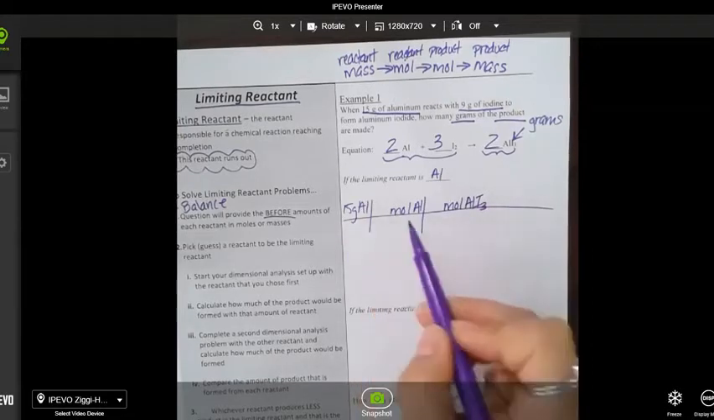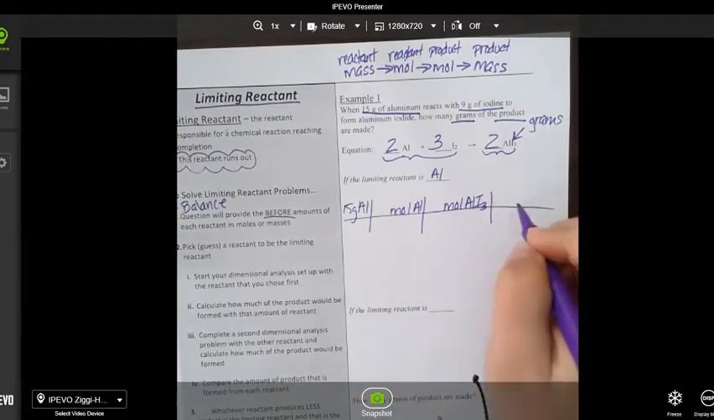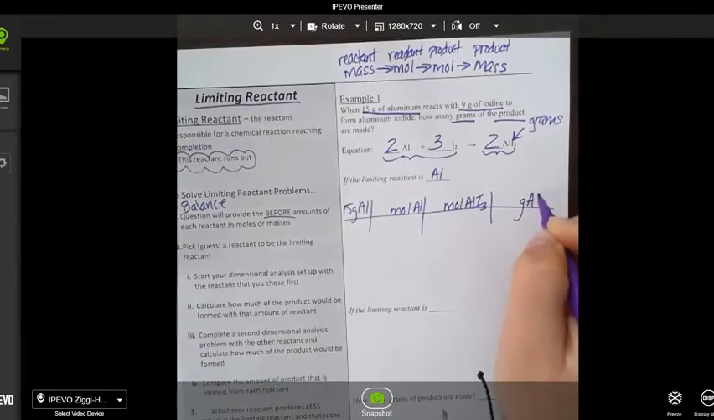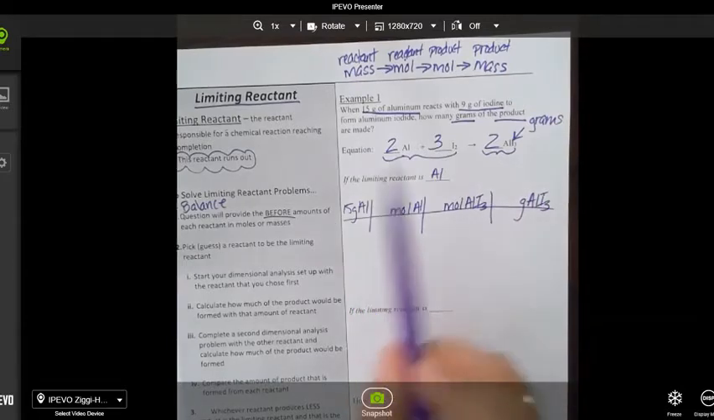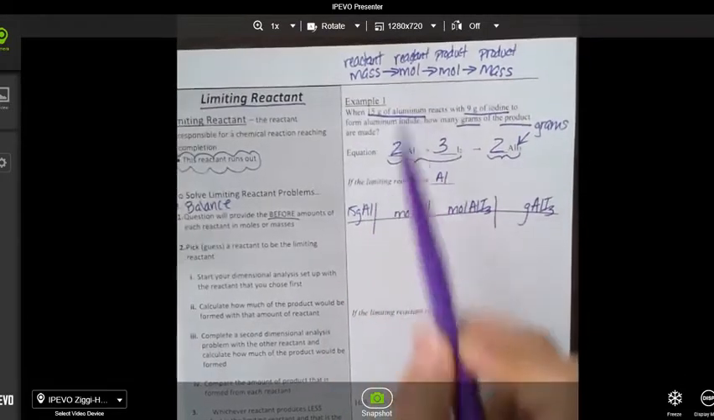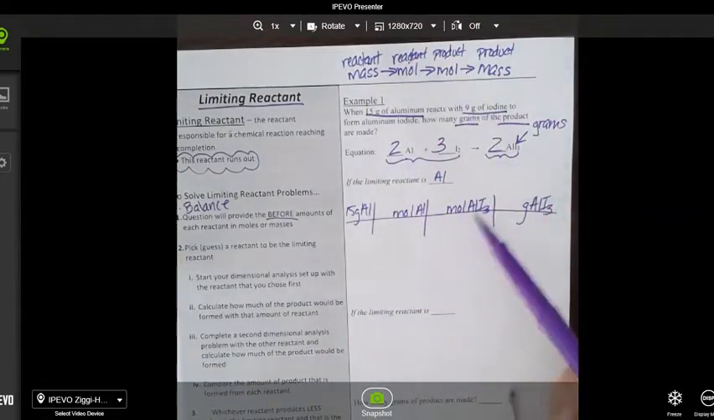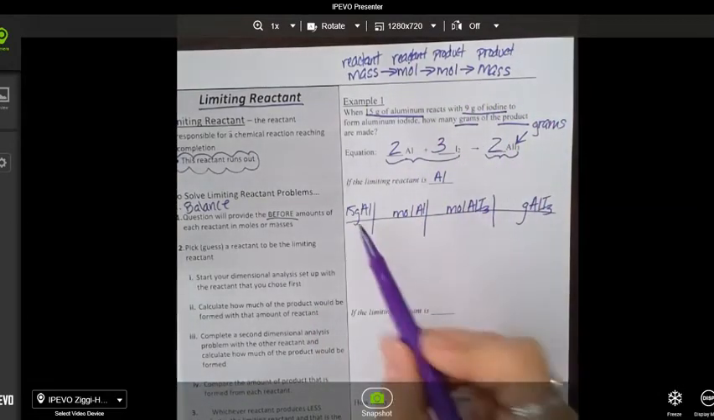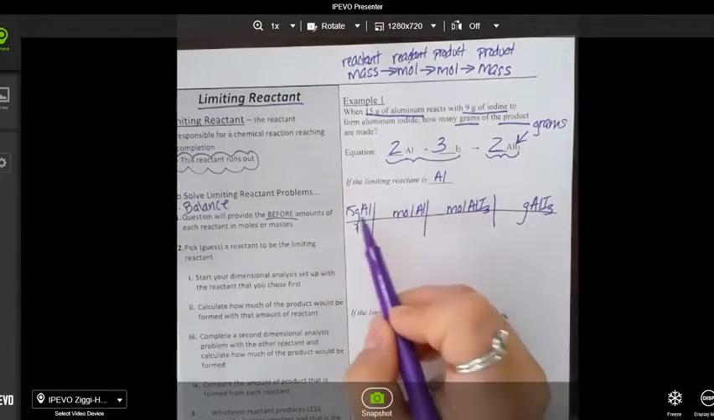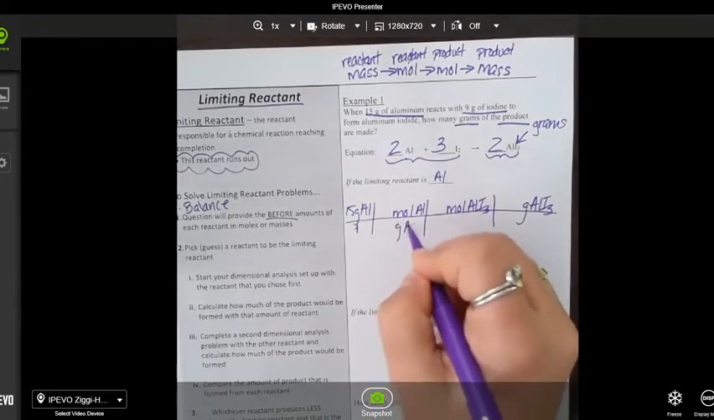Right, here's my pattern: mass, mole, mole. And then last up is going to be grams of AlI3. So I'm literally just following my math: mass of the reactant, moles of the reactant, moles of product, mass of product. Okay, and now I just fill in my bottom. Grams of aluminum is here, grams of aluminum is here.